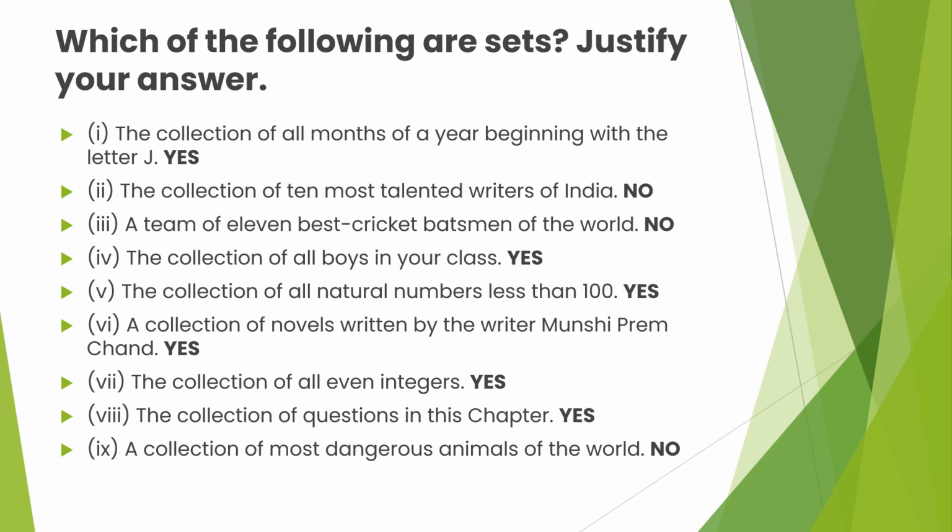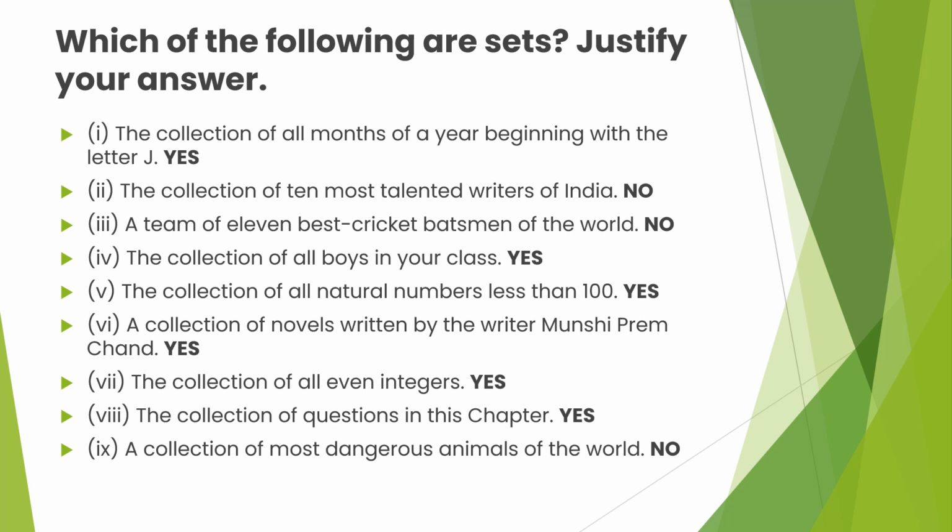Now we will start with the examples. All the concepts of set theory will be clear if these examples are understood. First one: which of the following are sets? First of all, let us justify which of the following are sets. The collection of all months of a year beginning with the letter J. Yes, we know there is no month which begins with J, but you can also have an empty set. So you can say it is a set.